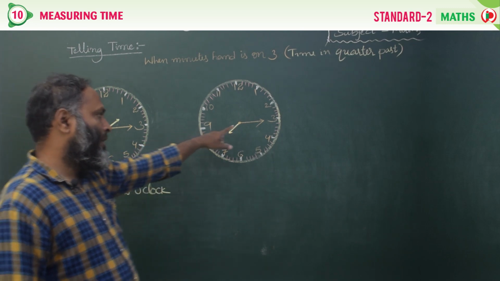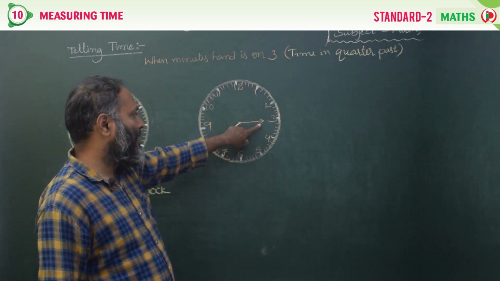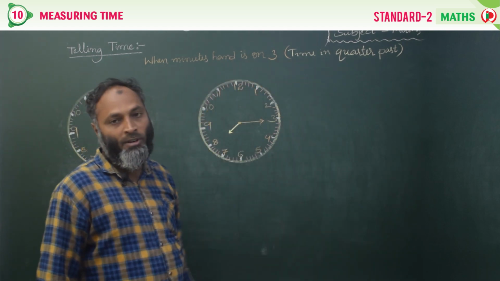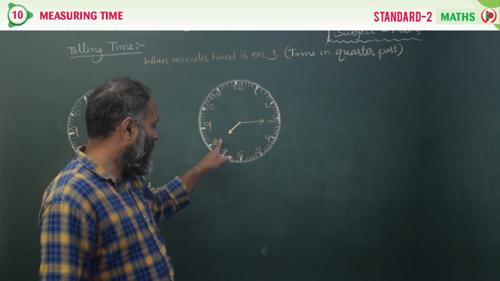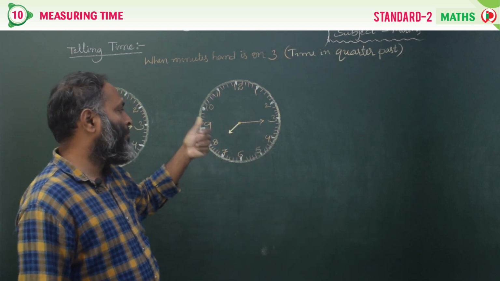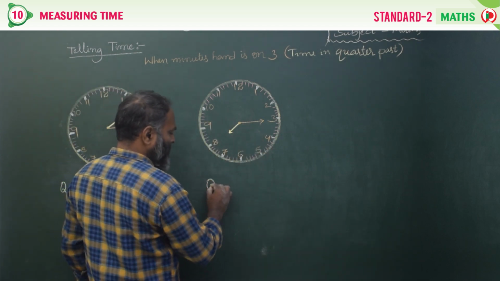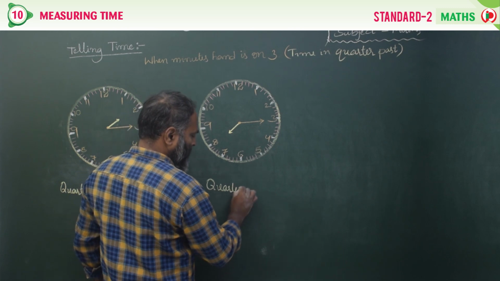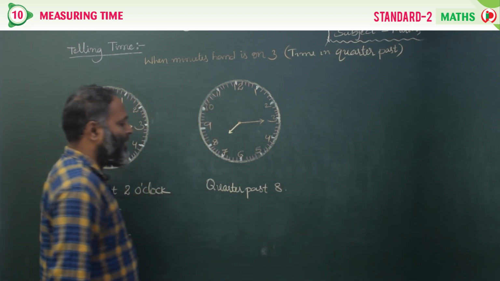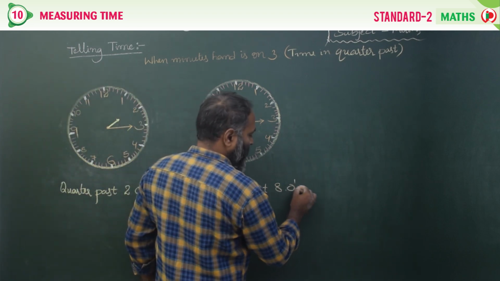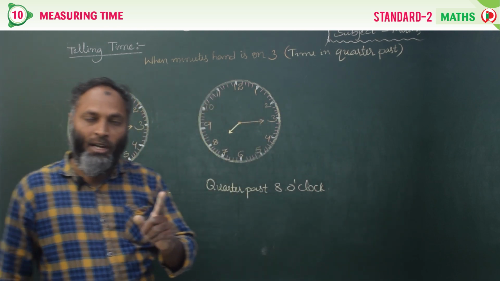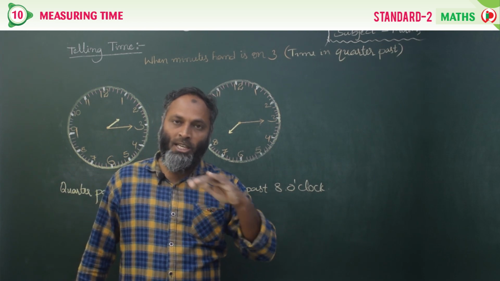Now here also the bigger hand, that is the minute hand, is on 3. If the minute hand is on 3, the time is quarter past. Here the smaller hand is at 8. So how do we say the time? Quarter past 8 o'clock. If the minute hand is at 12, we say the time in hours.